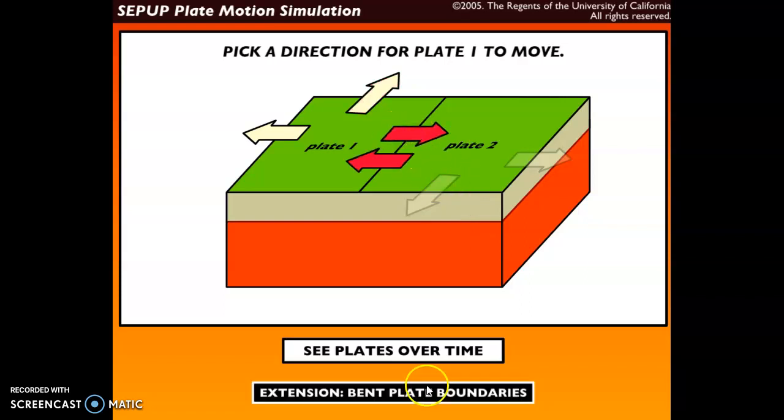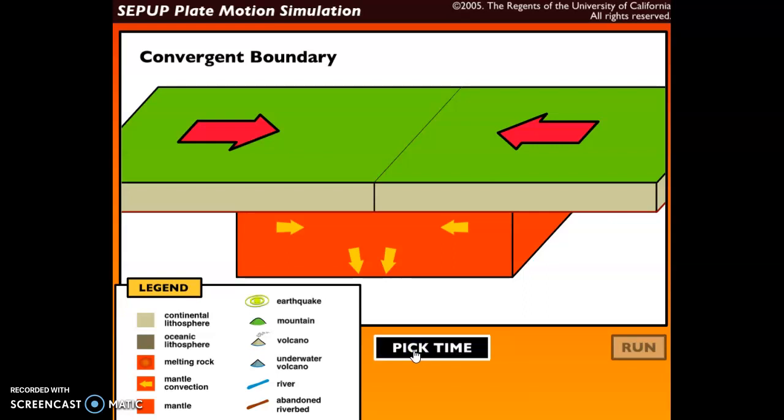So let's start here with convergent boundaries. We're going to click See Plates Over Time, and let's take a look at what we're looking at here. So continental lithosphere, you can see here, is this kind of tan color. There's no oceanic lithosphere here. There's not any melting rock right now, but we do see the mantle, and we see the yellow arrows, which are going to show us convection currents. The convection currents are that circular motion due to change in temperature and density over time, moving the mantle around and therefore moving our plates on top of Earth, which is the theory of plate tectonics.